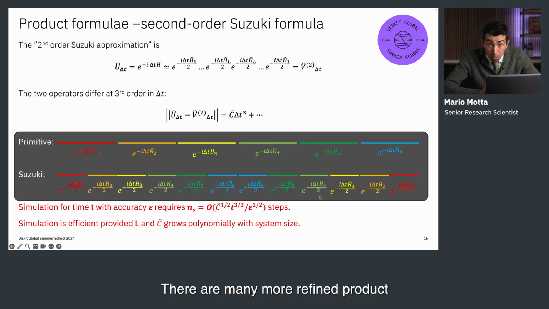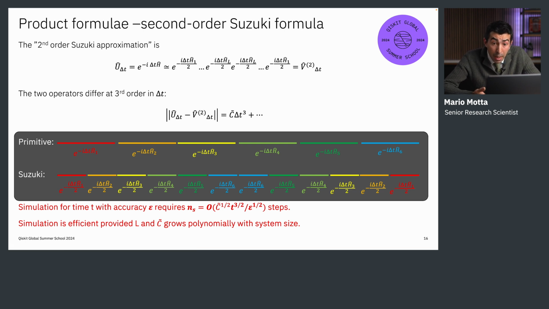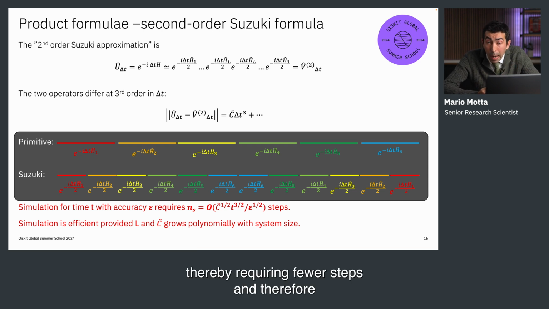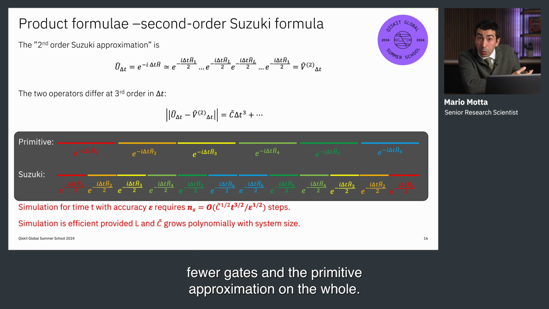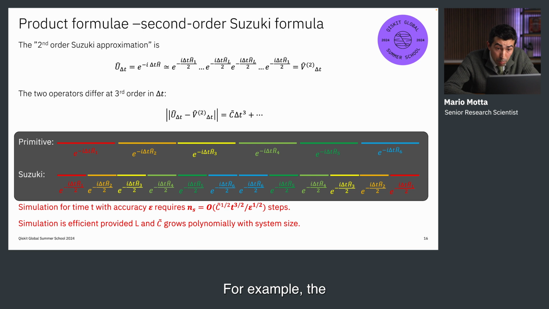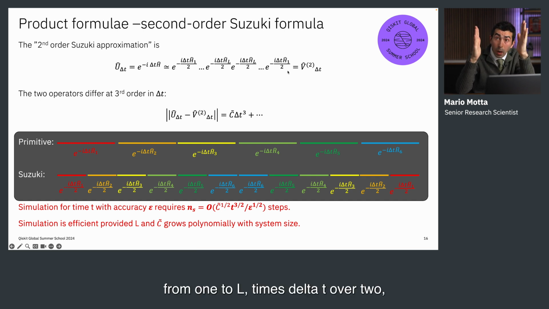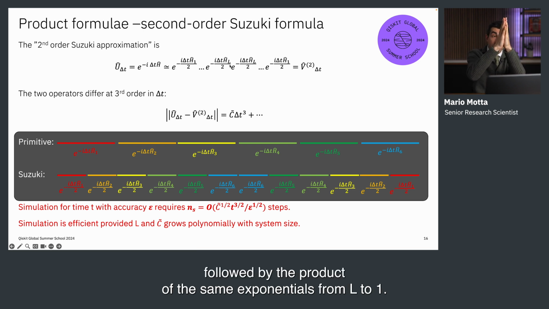There are many more refined product formulae that use more gates per step, but achieve a better error than the primitive one, thereby requiring fewer steps and therefore fewer gates than the primitive approximation on the whole. For example, the second-order Suzuki approximation is a product formula that uses the exponentials of the individual terms from 1 to L times δt over 2, followed by the product of the same exponentials from L to 1.